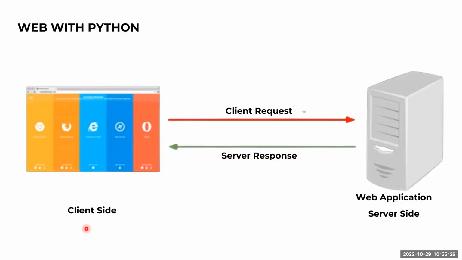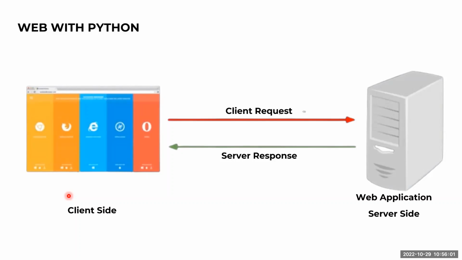On this left-hand side, we call this the client side. Typically, you can access the web application through a browser, through a mobile app, or even an application installed on your computer. You do that through a request. So you make a request, and then the server gives a response. While Python is not very big on the client side, it has some functions that allow you to access the client side.